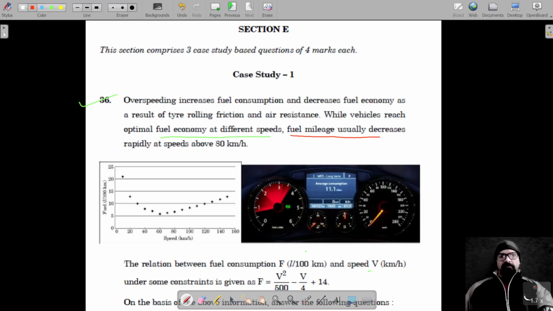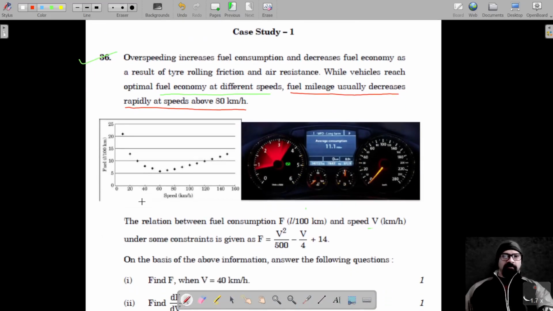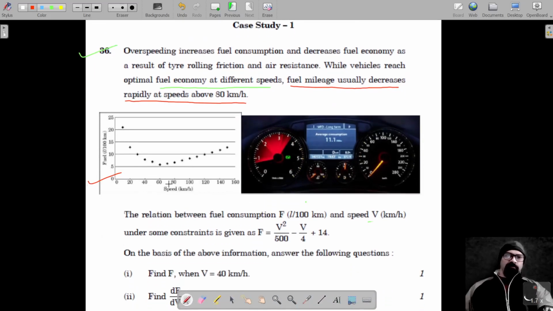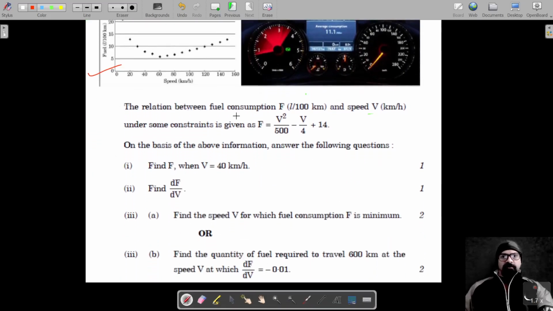Now, the fuel mileage, we all know, usually decreases rapidly at speeds above 80 km per hour. This is the graph given for the fuel consumption at different speeds per 100 kilometer. And the relation between the fuel consumption for every 100 kilometer and speed v, that is kilometer per hour, is given by this relation: f is equal to v square by 500 minus v by 4 plus 14. On the basis of the above information, we have to answer the following questions.